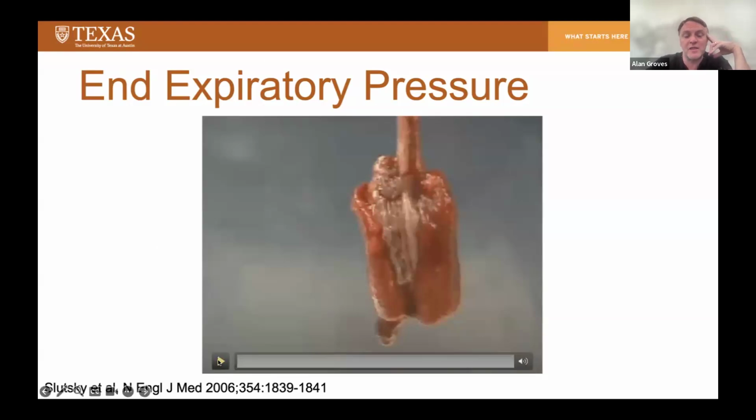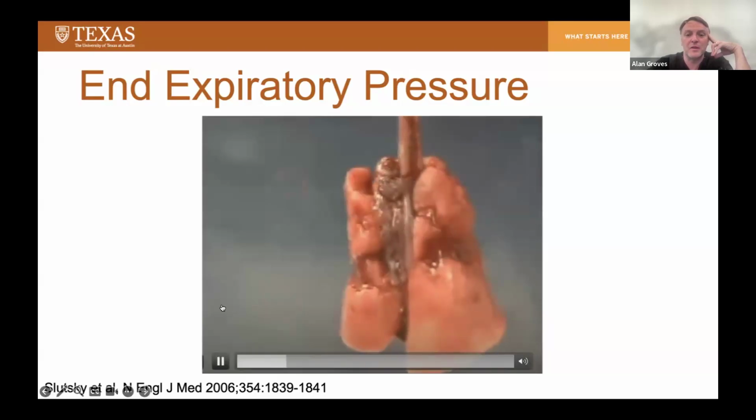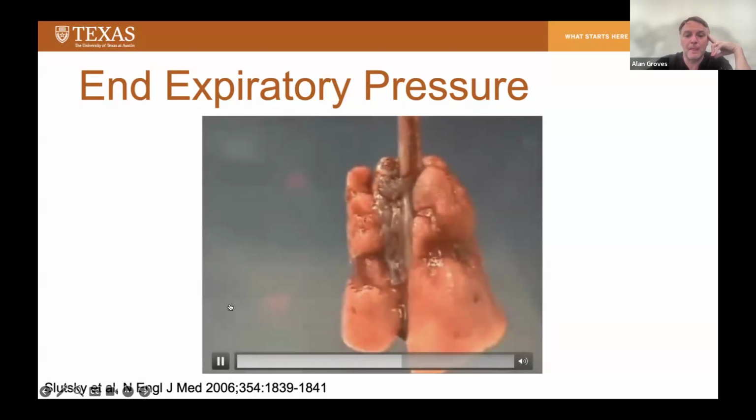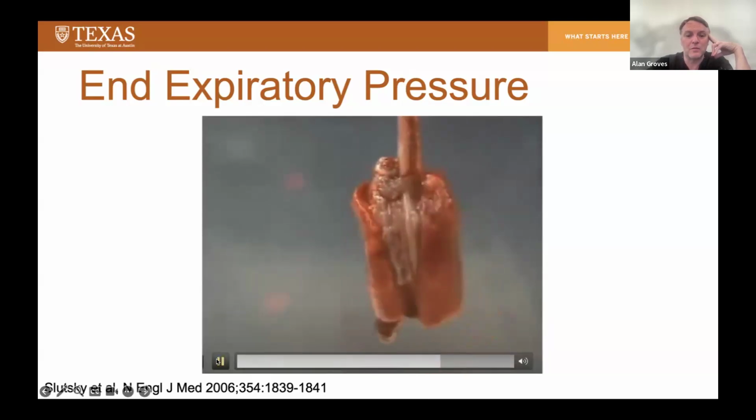So these first 2 breaths that we're going to see on the screen here are a PIP, I believe it's of 20 centimeters of water, and then with no PEEP in between breaths. So this is PIP and no PEEP. And obviously we're seeing total collapse down of the lung.